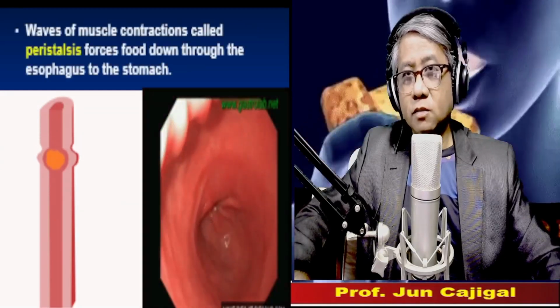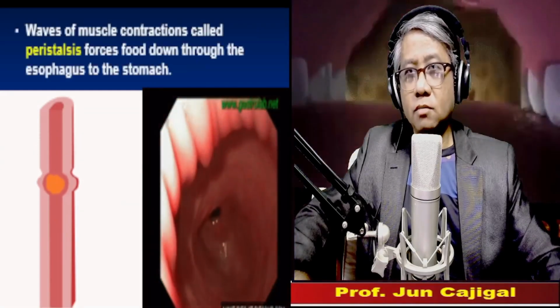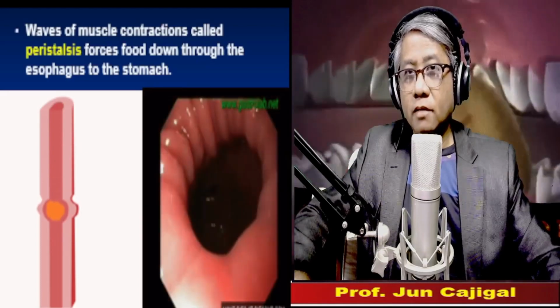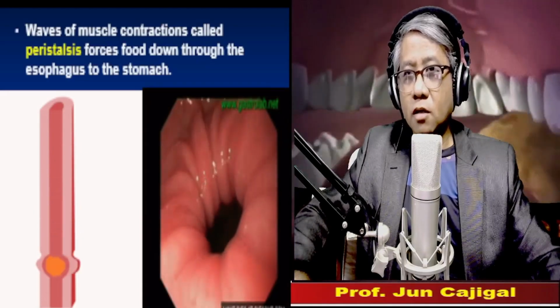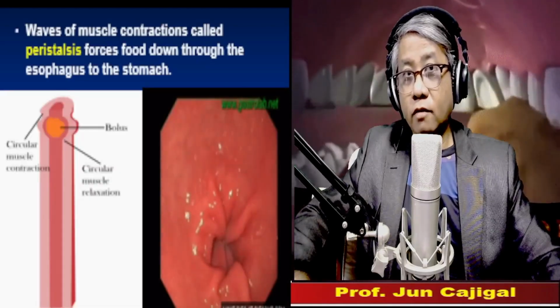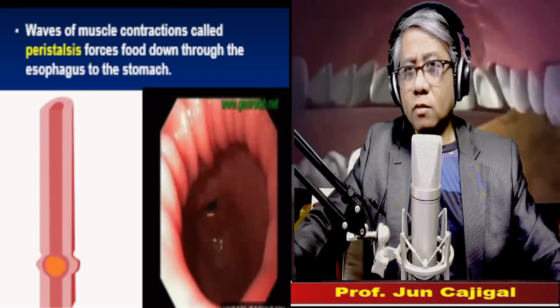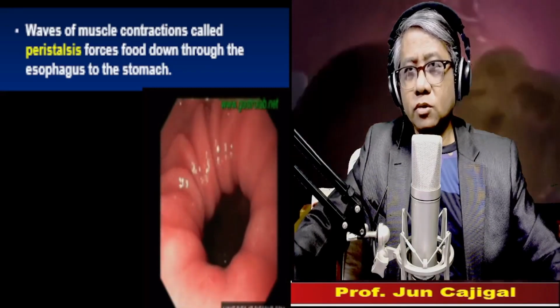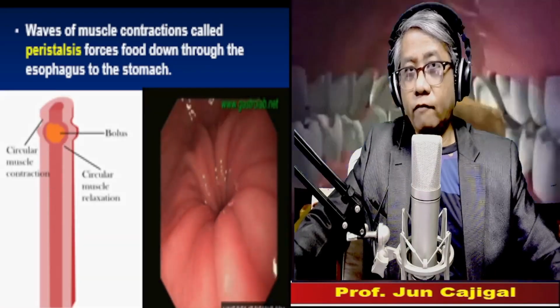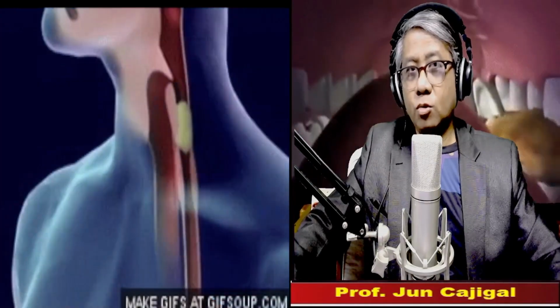undergoes peristalsis. Peristalsis is the waves of muscle contraction that forces food down through the esophagus, and eventually the food enters the stomach. So eventually, the waves of muscle contractions or peristalsis will move the food from the esophagus to the stomach. Now let us go into the details of the stomach.